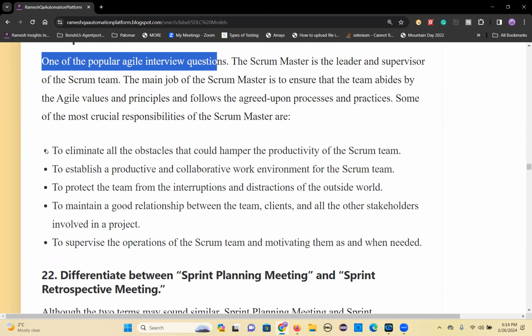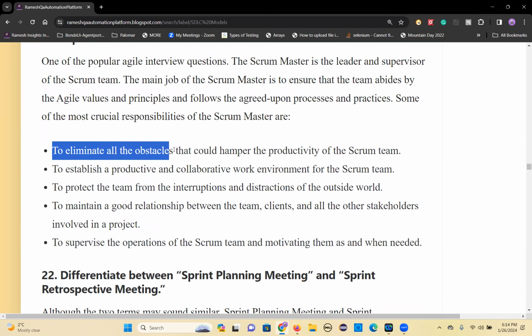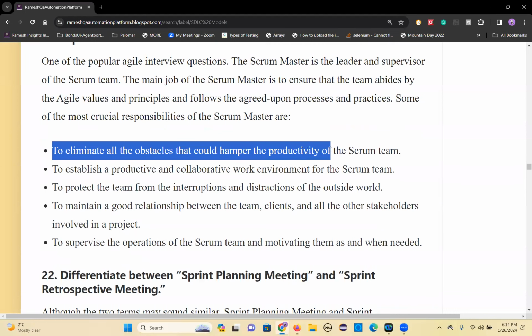So what will he do? He will eliminate all the obstacles that could hamper the productivity of the Scrum team. That means if you have any problems, he will be the first person to help you continue your task successfully. Any information you need or any meetings you require, he will arrange immediately. He will jump on, he will call different team members also, whatever help you need. So he is always ready to help.